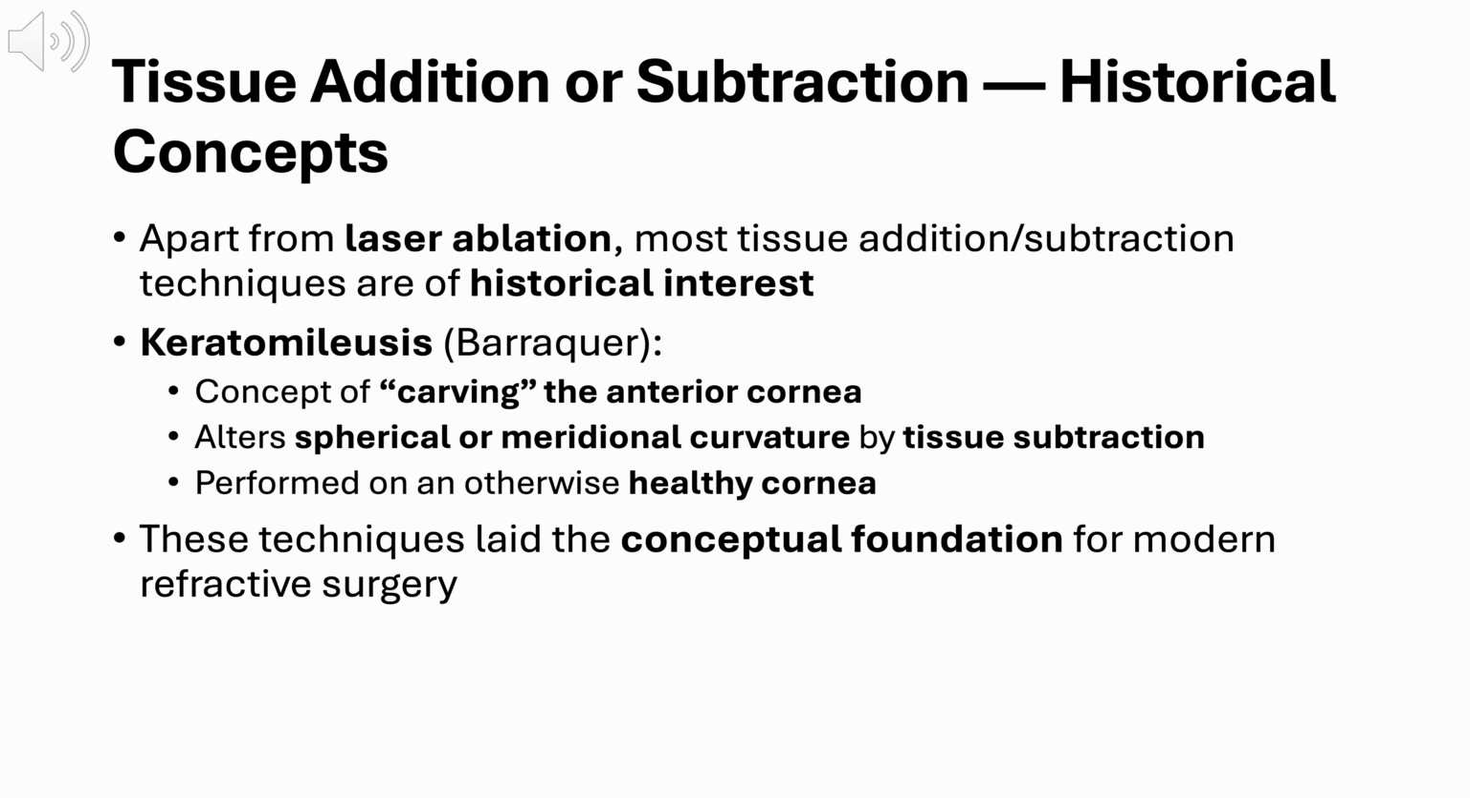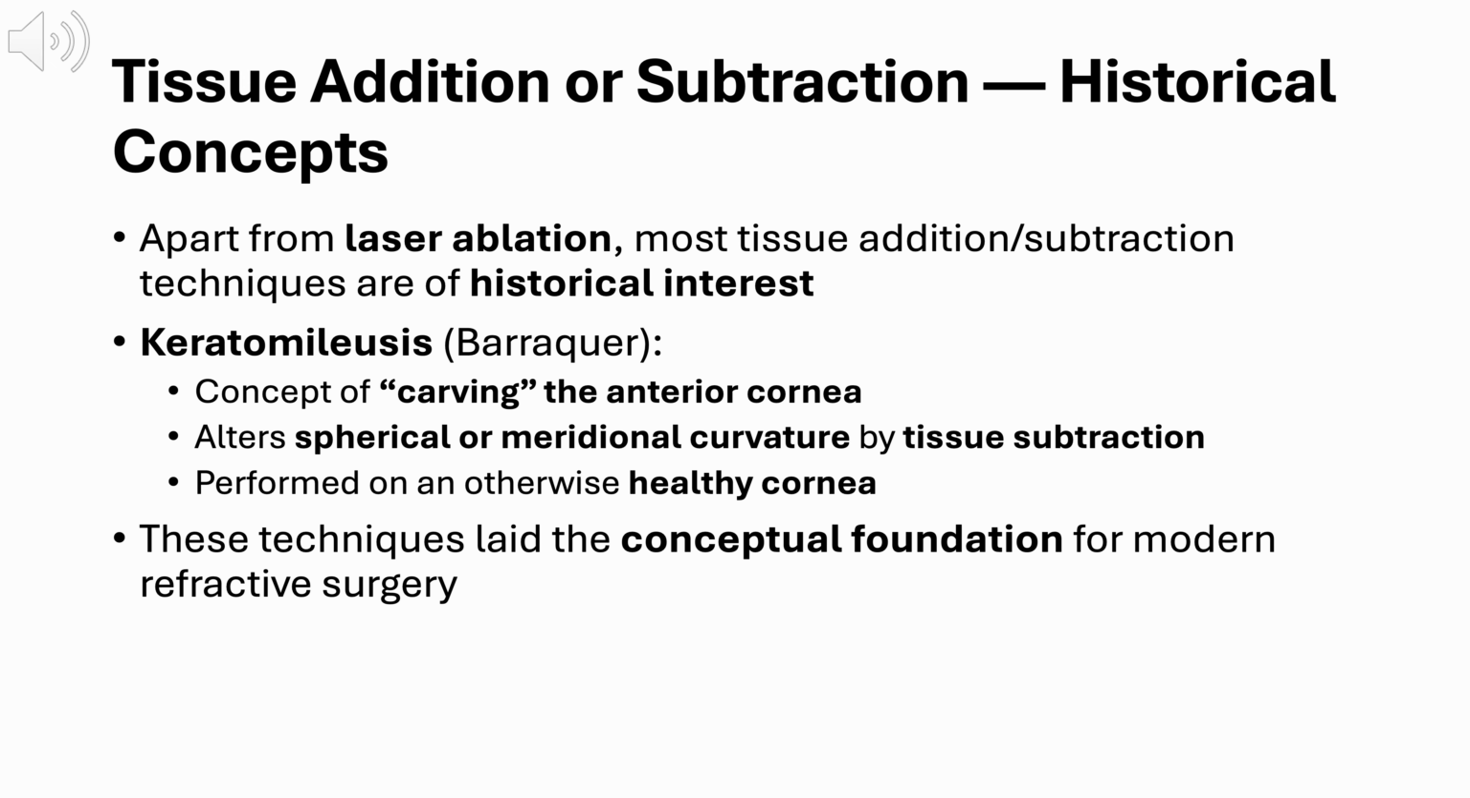This slide shifts briefly into historical context to explain where modern refractive surgery ideas came from. Aside from laser ablation, most tissue addition or subtraction techniques are now mainly of historical interest. They're not commonly used today, but they were critical in shaping how we think about refractive correction. A key example is keratomileusis, originally described by Barraquer. The core idea was mechanically carving the anterior cornea to change its shape.